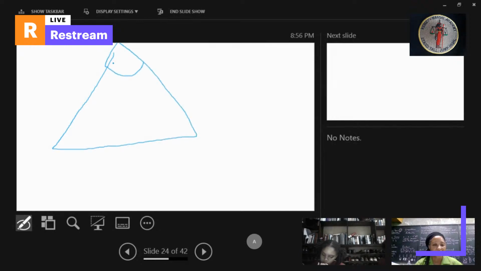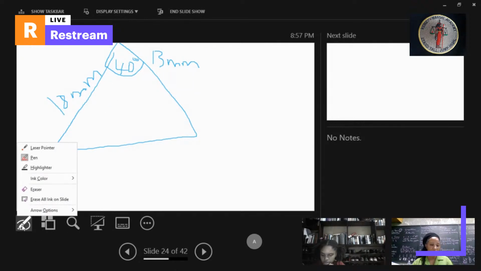So that angle there is 40 degrees, and this is 13 millimeters, and that is 18 millimeters. All right, John, what's the area?